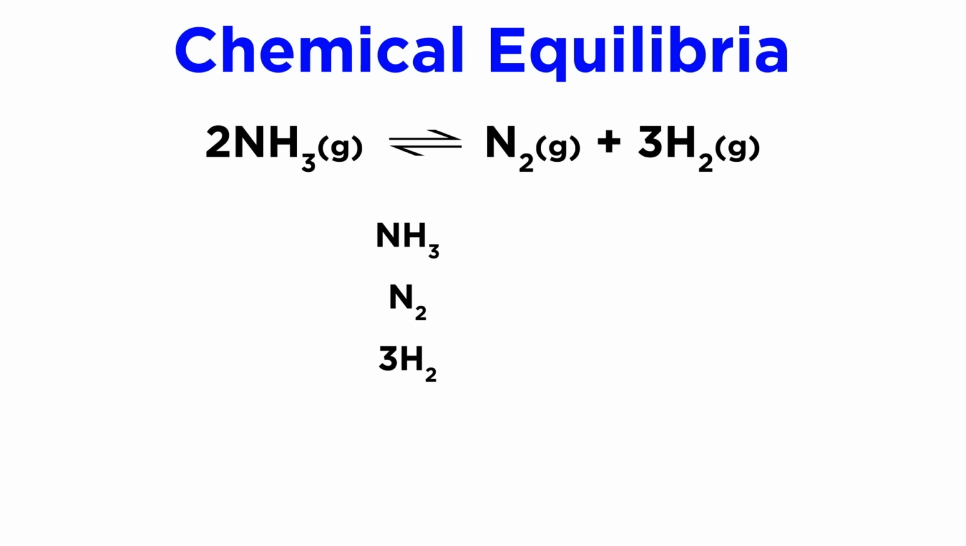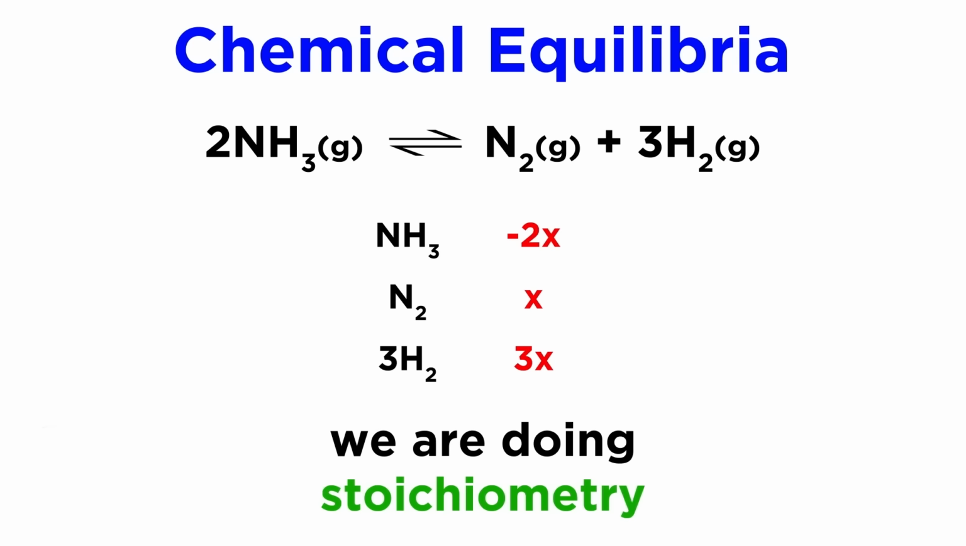Now, let's instead say that we did not know any specific numbers. We could still discuss relative changes in concentrations by doing algebra. Instead of saying 0.11 molar for nitrogen, let's just say x. Then the change for hydrogen would be 3x, and the change for ammonia would be negative 2x. So as you can see, all we are doing is applying the stoichiometry of the reaction.